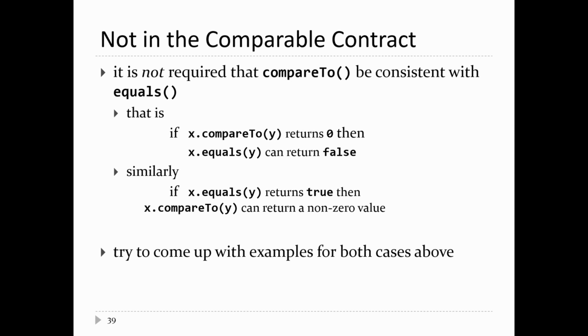One of the possible mistakes that students will make is that they implement some class, they implement equals, and then they use equals in compareTo. Or they implement compareTo, and then they use compareTo in equals. You can't always do that. It depends on exactly how you are comparing two objects for equality, and how you're comparing two objects for greater than or less than.